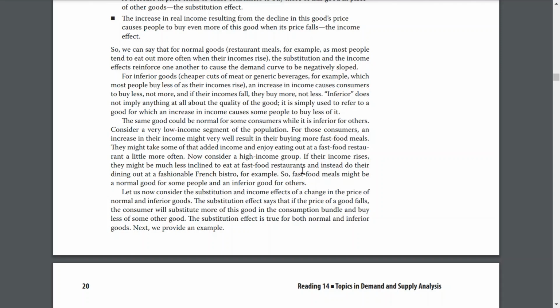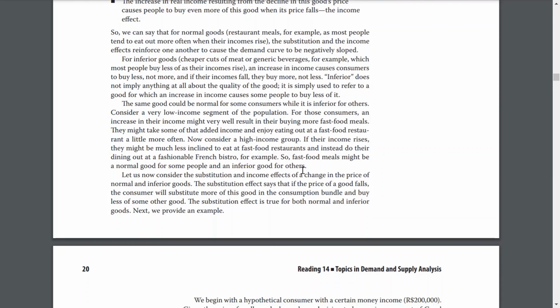For those consumers, an increase in their income might very well result in them buying more fast food meals. With some of the added income, they enjoy eating out at fast food restaurants a little more often. Now consider a high income group. If their income rises, they might be much less inclined to eat fast food and instead go for dining in fashionable French bistros, for example. So fast food meals might be a normal good for some people and an inferior good for others.